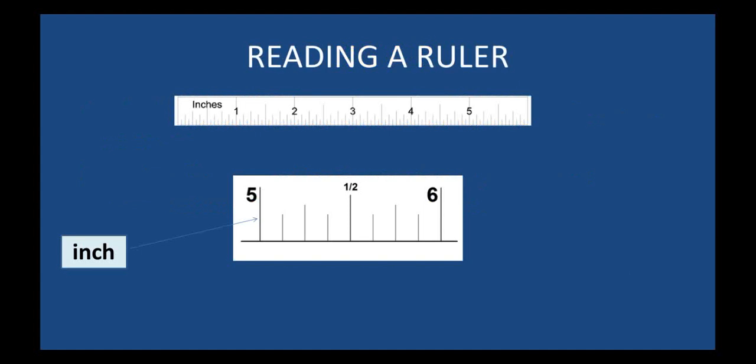Now this is the major important part of our topic of today's class. This is one of the most important parts. The question arises, how do we read using a ruler? How will you read using a ruler? In order to know that, first we need to understand what these lines are made for. We need to first understand the parts of the ruler.